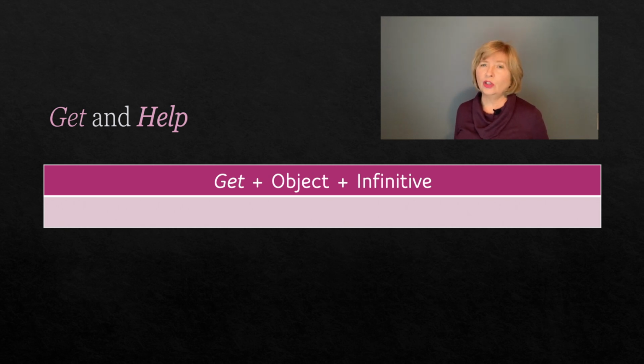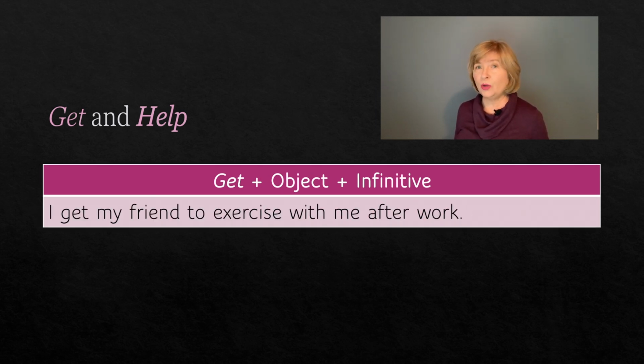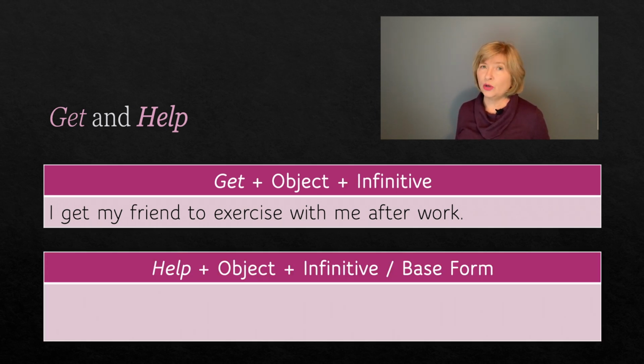So this one is going to look like, I get my friend to exercise with me after work. I get my friend to exercise. The infinitive form of exercise. See how that works? When we use help, we have a choice. You can use an infinitive, just like we did with get, or we can skip the to and just use the base form of the verb.